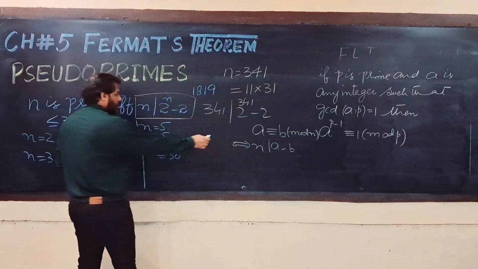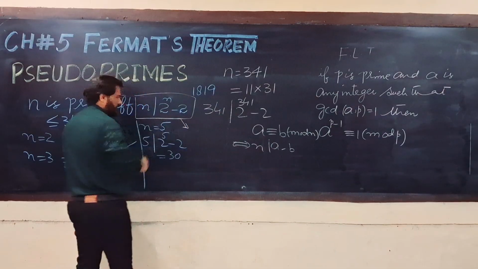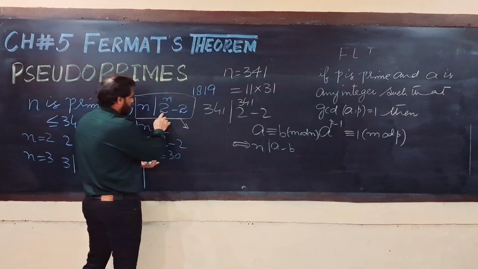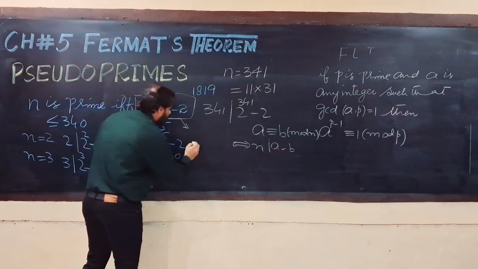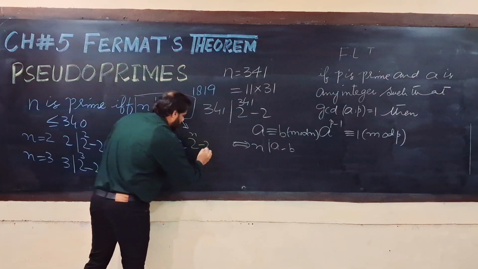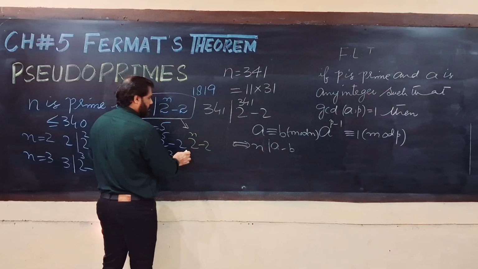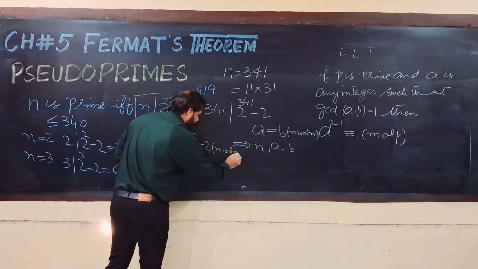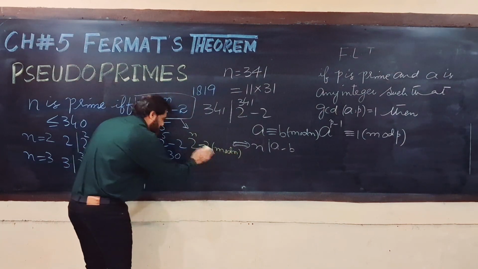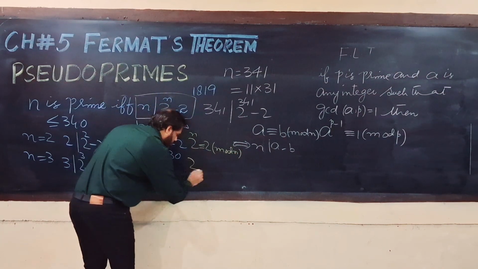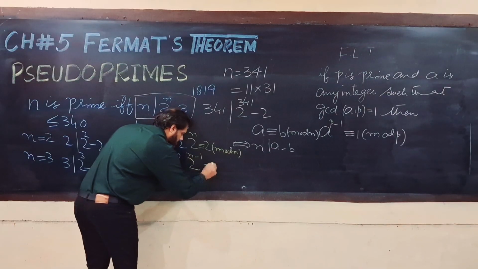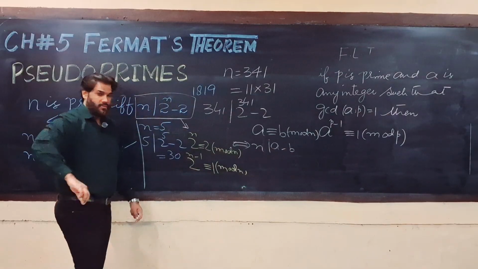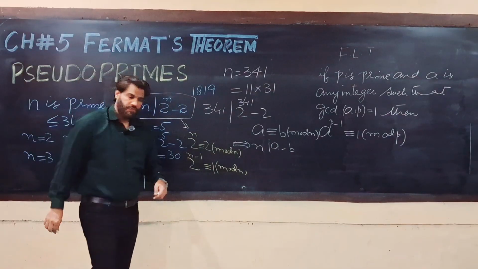So if you apply this concept on this expression, you can write it as: n divides 2 raised to power n minus 2 means 2 raised to power n is congruent to 2 modulo n. Or you can say, after dividing by 2 on both sides, this becomes 2 raised to power n minus 1 is congruent to 1 modulo n. When n and 2 are co-prime, then we can divide on both sides by 2.